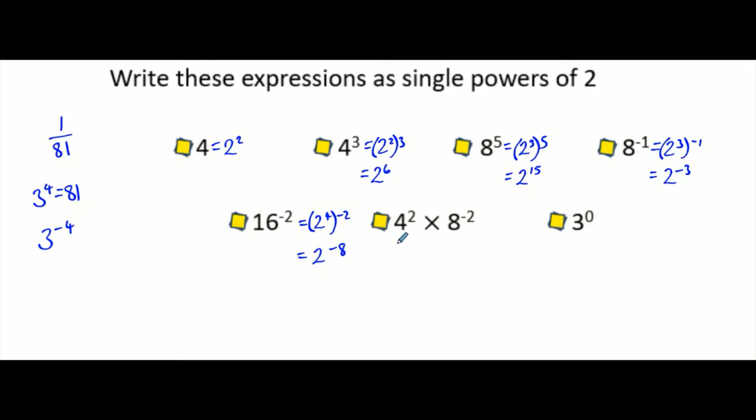This one's slightly longer, so we've got 4, which is 2 squared, and then that's squared, multiplied by 8, which is 2 cubed, and then the 8 is to the power of minus 2. So it'd be sensible to take a couple of steps. This is 2 times 2 is 4, so we've got 2 to the power of 4. And then here, 3 times minus 2 is minus 6, so 2 to the minus 6. And then finally, because we're multiplying powers of the same base, we add the powers. So 4 add minus 6 is minus 2.